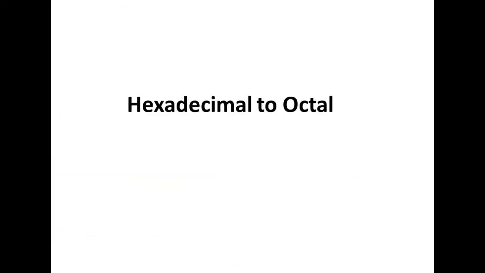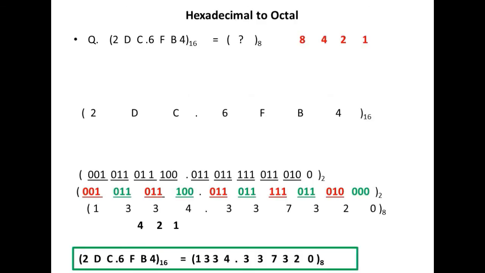Now come to the conversion of hexadecimal to octal. As we did octal to hexadecimal, here we have to convert hexadecimal to octal system. Here again we have to do the same thing. We have to convert the hexadecimal number into a binary number, and then that binary number is converted into the octal system. So let us understand this. Here the question is 2DC.6FB4 in hexadecimal has to be converted into octal system.